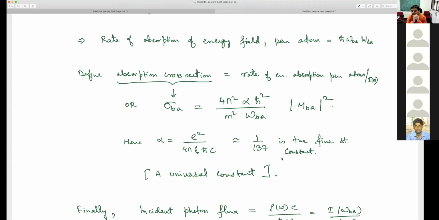So this was first order perturbation theory. If I do second order perturbation theory, then you will find that similarly the absorption coefficient will be proportional to alpha square. Third order will be proportional to alpha cube, and so on and so forth. So this alpha somehow determines the magnitude of order by order processes. So if alpha is 1 by 137, then the second order process is likely to be 1 by 137 times smaller than the first order process.